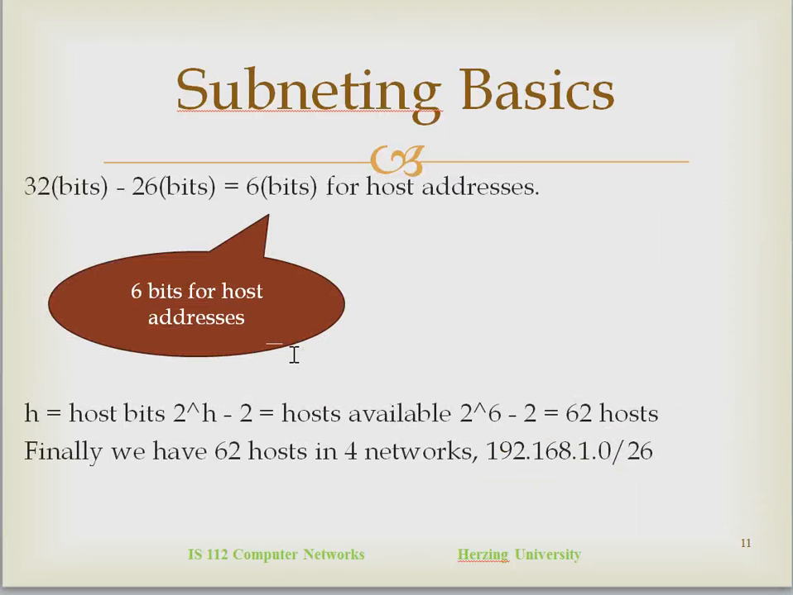Now that we've decided on a /26, let's start allocating hosts. A little simple math. We have 6 bits to allocate in each network for hosts. Remember, we need to subtract 2 for each network. So we have 2 to the h power minus 2. The hosts available are 2 to the 6 minus 2, which equals 62 hosts. And finally, we have 62 hosts in 4 networks for the 192.168.1.0/26 network.